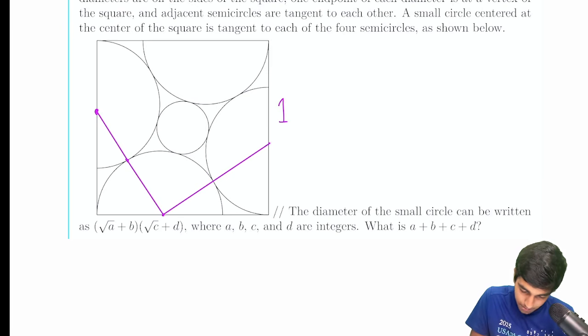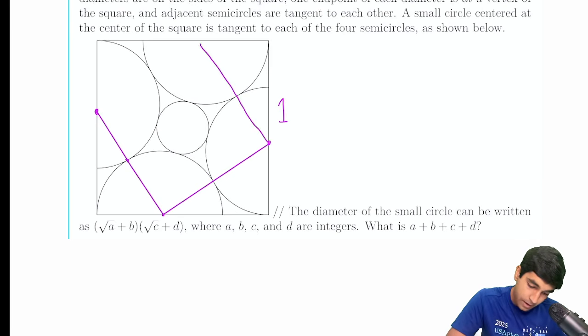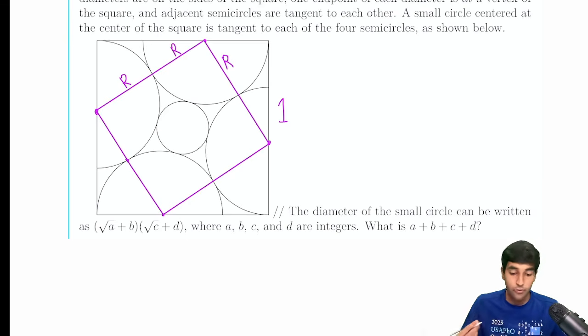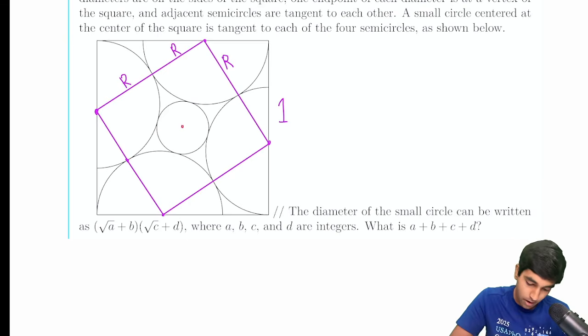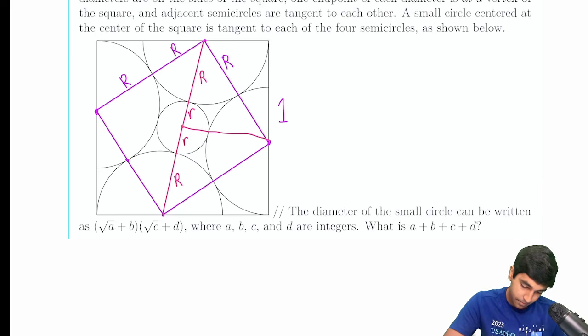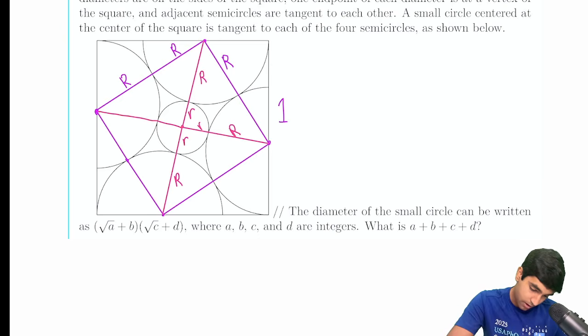Let's say it's the same thing here. In this other purple square we're drawing, let's call the radius of the semicircle big R, and the radius of this circle little r. So now we've drawn all our big R radii. Let's now draw our small r. Same thing here: the center of the circle and the tangency point are all collinear. So R, and same thing over here, R.